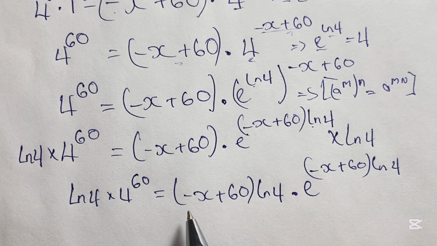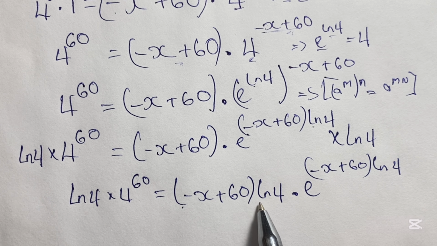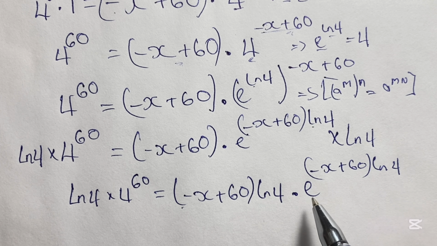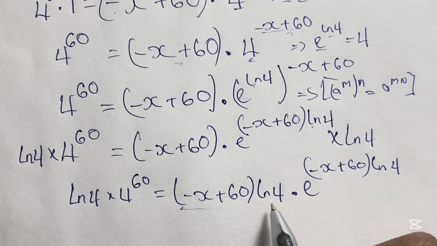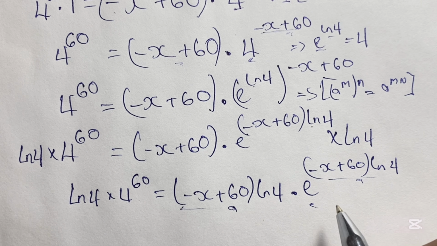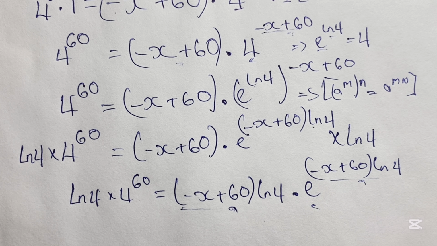Now let us see if we have it right this time. So in the base we have negative x plus 60 times ln 4, and in the power we also have negative x plus 60 times ln 4. So here we have our value of a, here we also have the same value, which is also a, and this time we have the value of e.